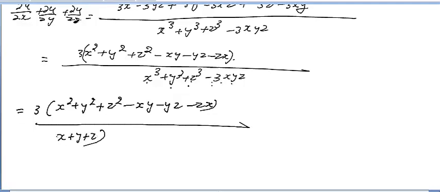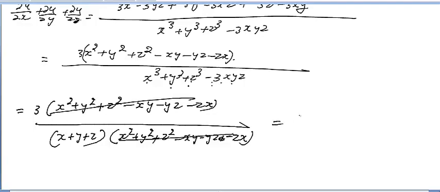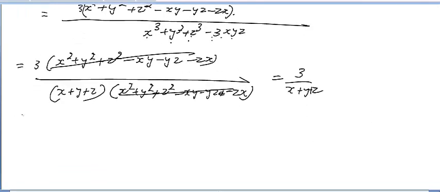This is a direct formula. This is the identity: x square plus y square plus z square minus xy minus yz minus zx. So this is cancelled out. You are getting 3xyz. So student, you have curl u by curl x plus curl u by curl y plus curl u by curl z is equal to 3xyz.